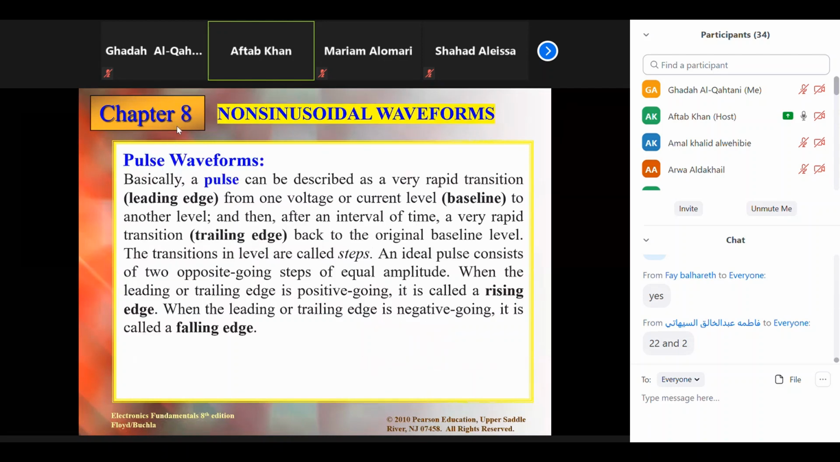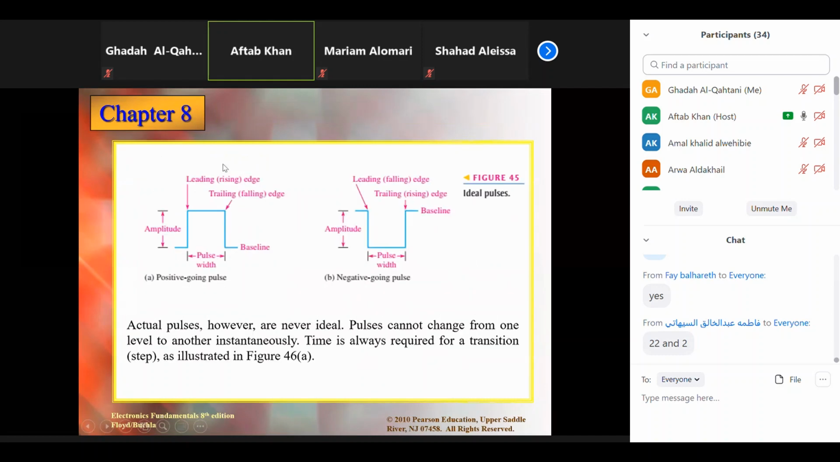Now, the next thing is pulse waveforms. What is a pulse waveform, girls? A pulse waveform can basically be described as a very rapid transition, a leading edge, from one voltage level to another level. See this one and you will have a clear idea. Next slide. So this is called a pulse waveform. It has a rapid transition. See here, it is quickly changing its value and becoming high. For example, if it is 0 volts, it reaches 1 volt very rapidly.